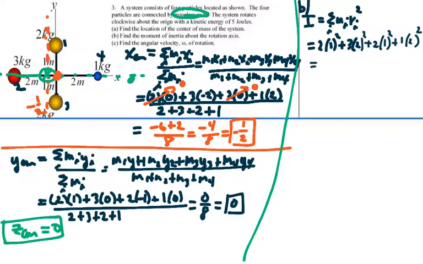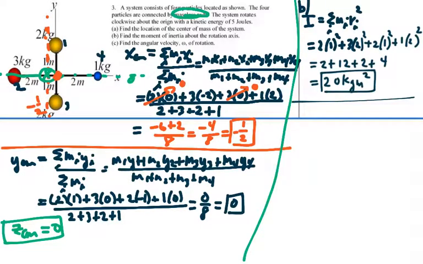So this is going to be 2 plus 3 times 4, or 12, plus 2 plus 1 times 4, or 4, or 20 kilogram meter squared is our moment of inertia for this system. The rods were massless, so they are contributing no moment of inertia to this system, just the point masses.